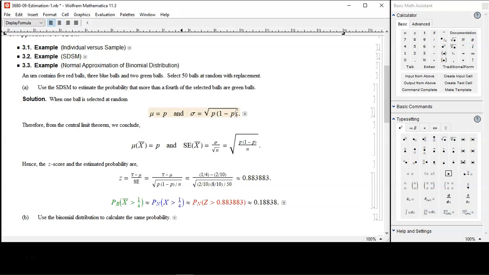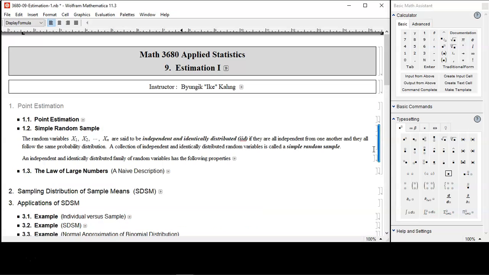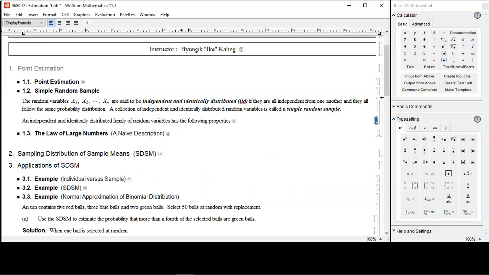And then let's apply the central limit theorem. Or actually, we don't even need the central limit theorem. What we need is this property. We have a simple random sample, so x1 through xn are independent and identically distributed. So the variance of the sum is the sum of the variances. And then divide by n, we have sigma squared over n, like this. And taking the square root, you get sigma over square root of n.